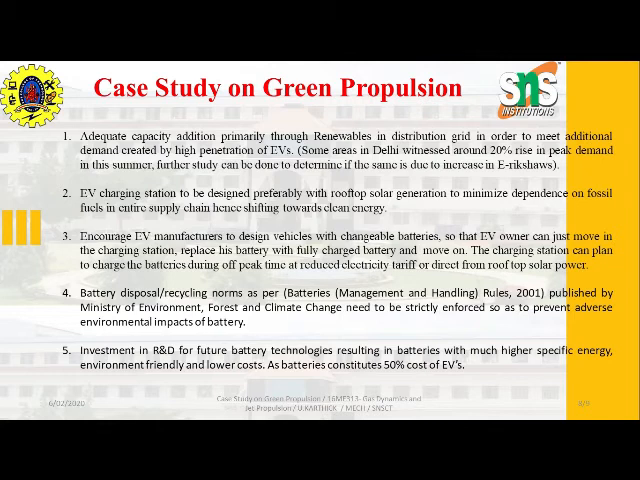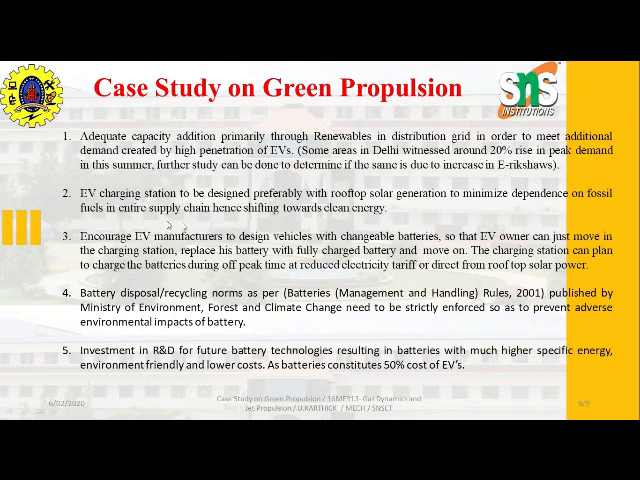So that is adequate capacity addition, primarily through renewables and distribution of grid power, because if we are using electric power, it will consume a lot of energy. Which means we need to improve our power production, that is a 20% rise in peak demand. So we can suggest e-vehicle consumers charge in off-peak hours. At that time the price of the electric bill will be less. So we can give some kind of suggestion like that.